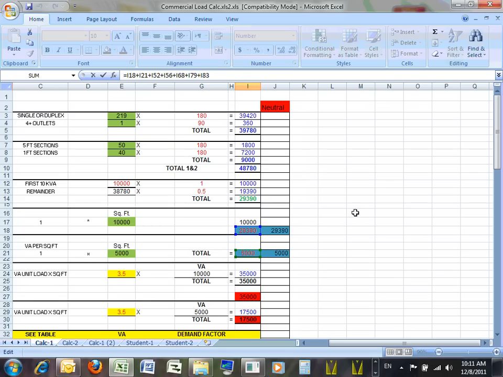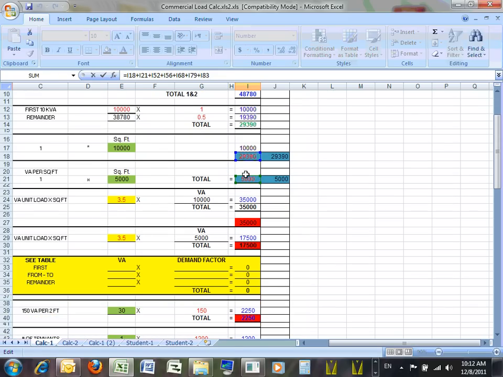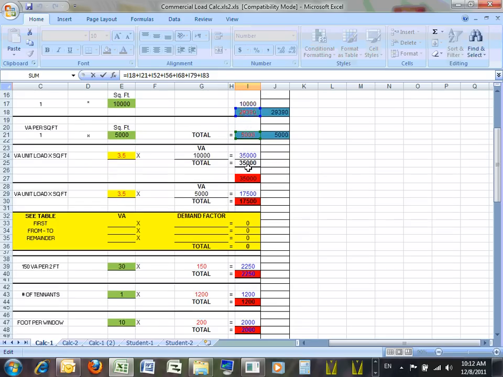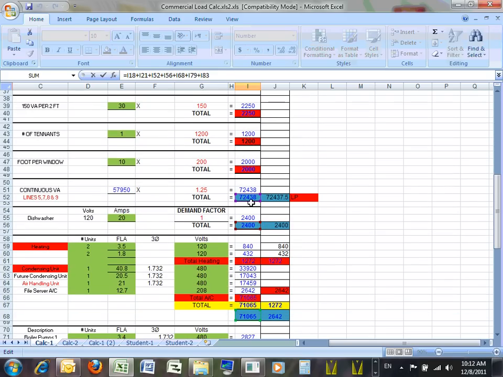If you can, just be with me. Do you guys remember the receptacles for the building and the receptacle for the future? I'm picking them up. Can you guys see that? These two. You might have to highlight this one. The receptacle load. Then I went down, down, down, all the way to my lighting load. All my lighting loads multiplied by 1.25, picked them up on the service.